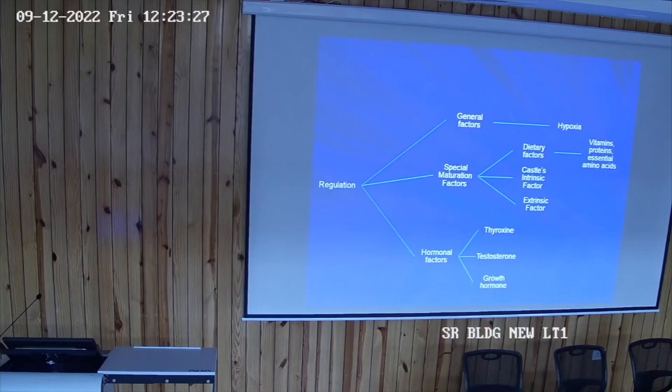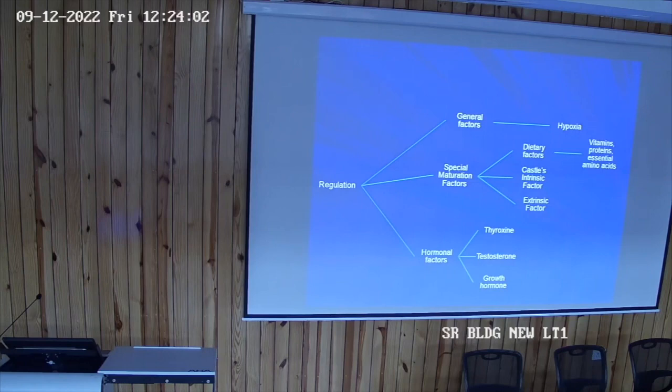Now when we are talking of the general factor, hypoxia, I have told you that mainly it is renal hypoxia. So what will renal hypoxia do? When there is hypoxia in the renal circulation, in the renal tissues, then it will result in the secretion of erythropoietin. It is a glycoprotein, a hormone, and it is secreted from the kidneys.